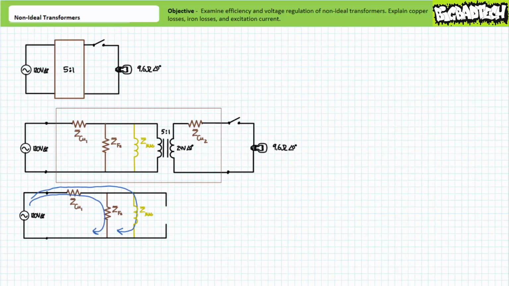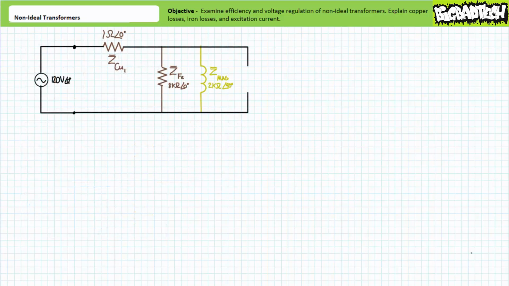Consider our earlier approximation of a non-ideal 5-to-1 step-down transformer powered by 120 volts AC, where the internal resistance of the primary windings is assumed to be 1 ohm, the parallel resistance accounting for iron losses associated with eddy currents has a magnitude of 8 kiloohms, and the parallel inductor accounting for both magnetizing current and hysteresis has a magnitude of 2 kiloohms. Let's examine the performance of this non-ideal transformer with no load on the secondary.